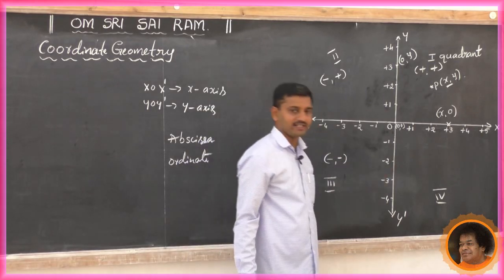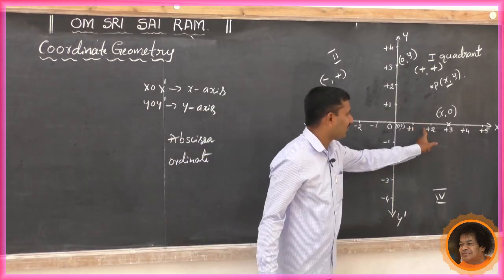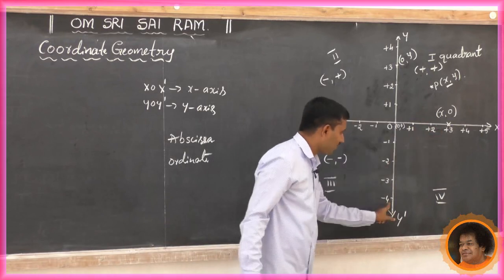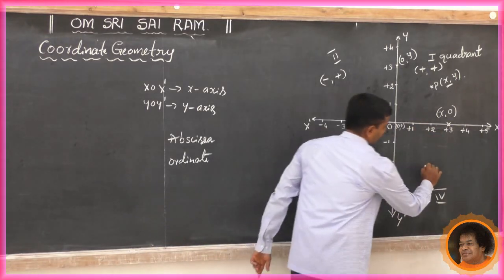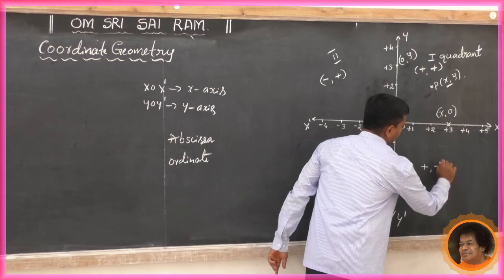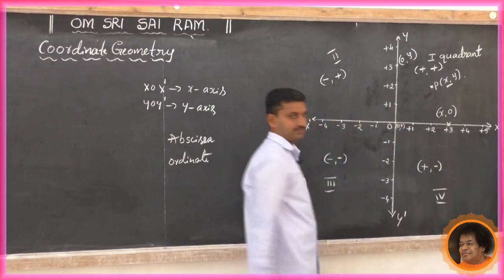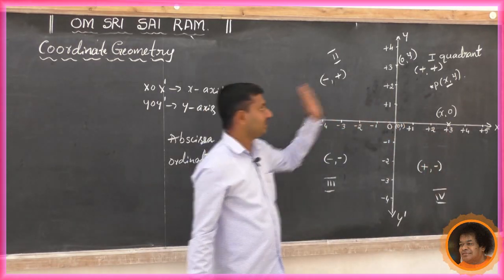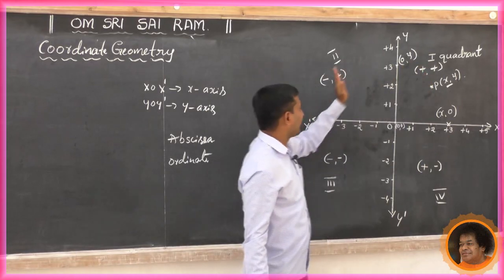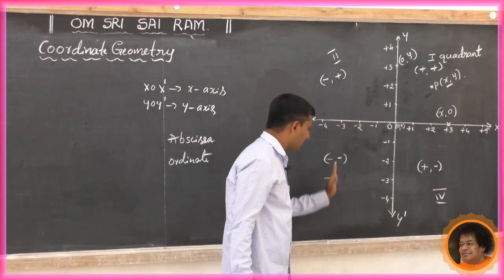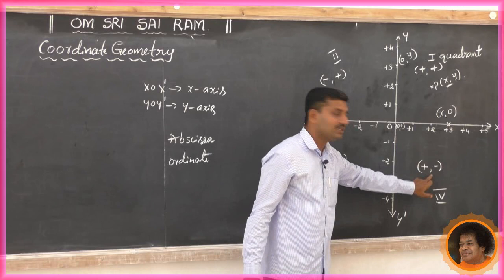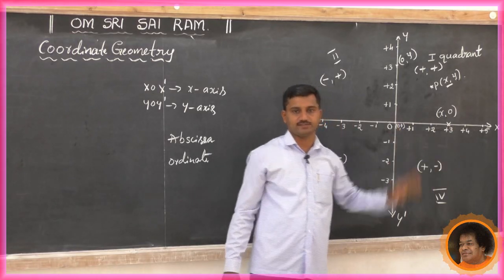And the fourth quadrant: here the x coordinate is a plus value, the y coordinate is a minus value. So the sign concept is plus comma minus. So this is the sign concept of each quadrant. First quadrant plus plus, second quadrant minus plus, third quadrant minus minus, fourth quadrant plus minus.